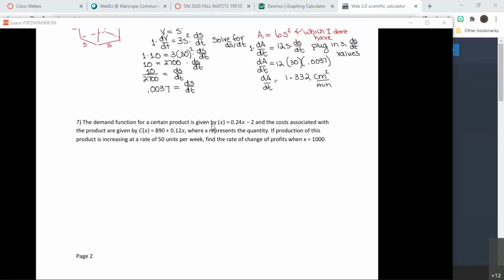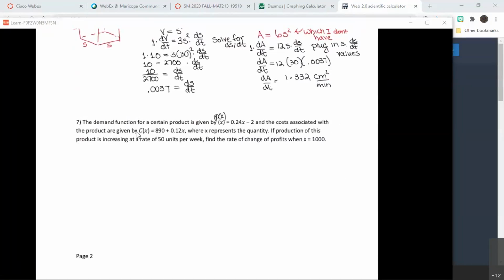The demand function for a certain product is given by, and they're missing P of X in this copy for some strange reason. It should be P of X, and that will show up. So this is relating price to the quantity that we're selling, and this is the quantity demanded.